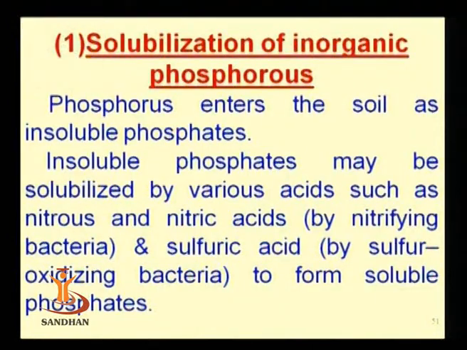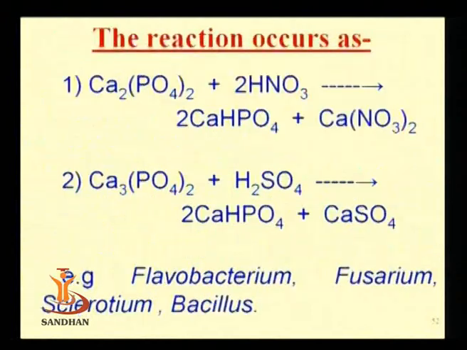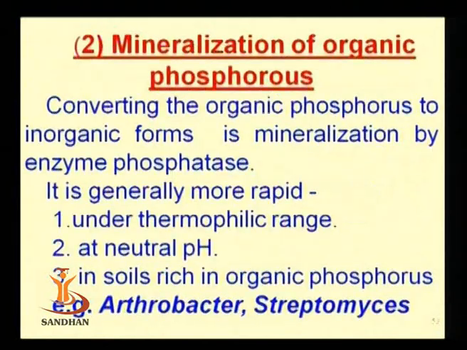Phosphorus basically is present in the form of insoluble phosphates. These insoluble phosphates are solubilized by acids like nitrous acid and nitric acid, produced by nitrifying bacteria, and sulfuric acid produced by sulfur-oxidizing bacteria. Thus, the insoluble phosphates get converted into soluble phosphates. This is a reaction which shows the conversion of insoluble phosphates to soluble phosphates. It is often carried out by organisms like Flavobacterium and Bacillus.